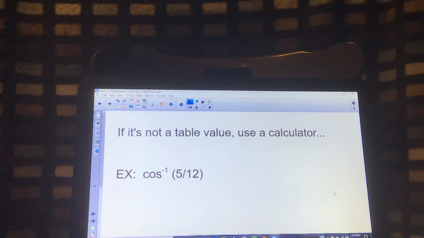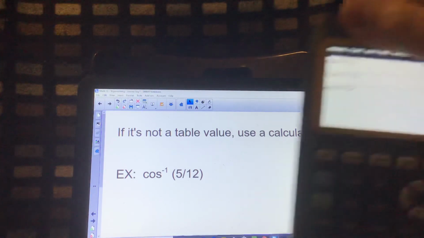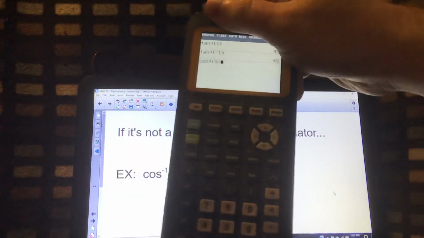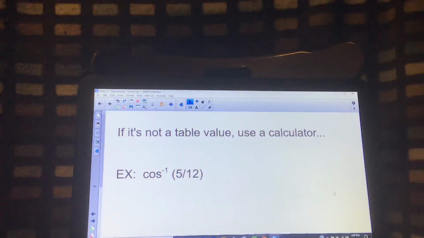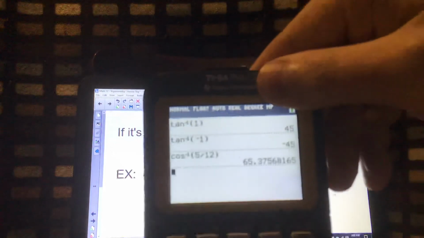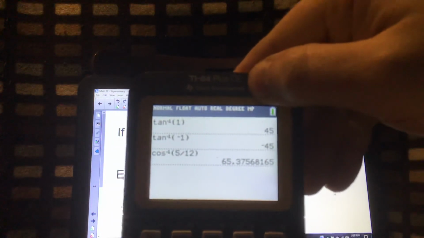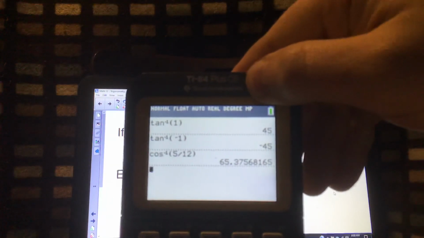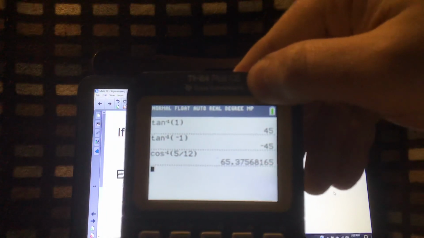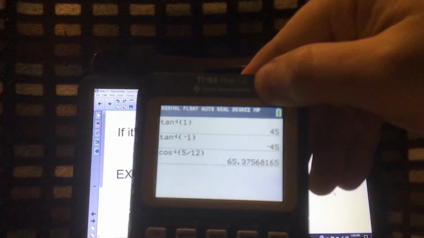So cosine inverse of 5 over 12, and the inverse, it's hard to show this on the camera, but you just hit second in the sine, cosine, or tangent to do the inverses. So I have cosine inverse of 5/12. Remember, this is going to give me a quadrant 1 angle that if I took its cosine, I would get 5/12. Now, most of these, if you put in a nice number, you get out a gross angle. So what angle has a cosine of 5/12? The angle is 65.37568165 degrees. Once again, that's an estimate because the decimals keep going. The calculator doesn't show you all of them.